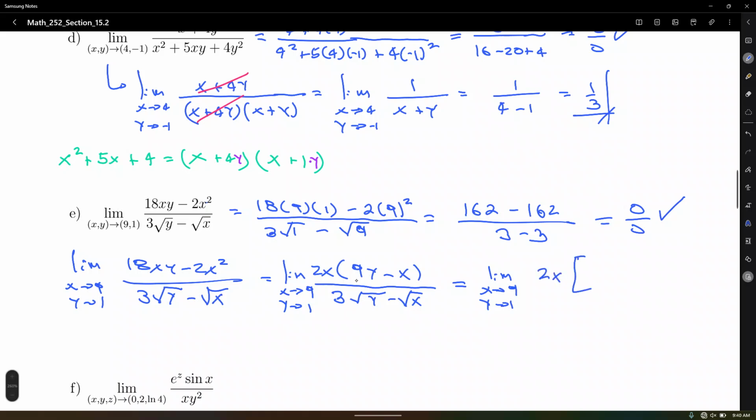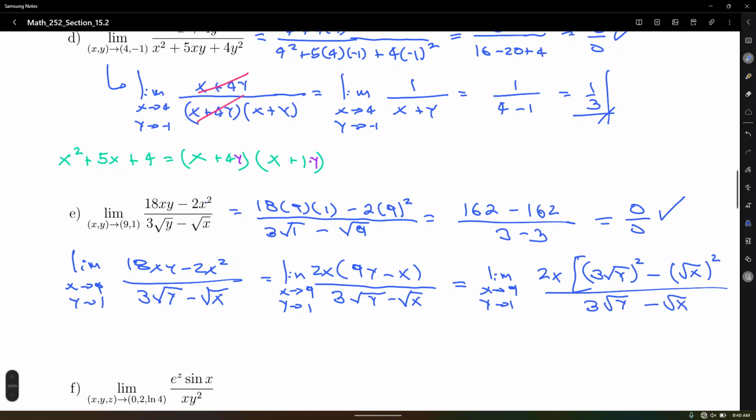Why not? What quantity squared equals 9y? Isn't that 3 root of y rather? Quantity squared minus what quantity squared equals x? Isn't that square root of x? 3 root of y minus root of x. Can you see it now?